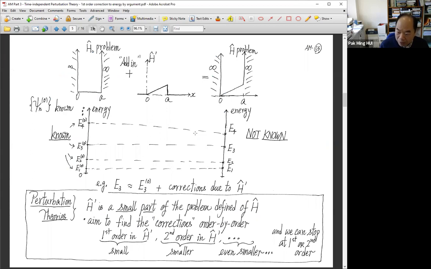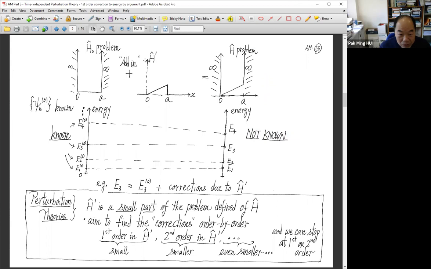So in a very pictorial way, our goal is to do something like this. We have a part of the problem that we know how to solve, so I draw out all the energies, they are known. We have a problem that we don't know how to solve. Nonetheless, we know that the allowed energies exist, but we don't know the values. So I plot these crosses here. They are not known.